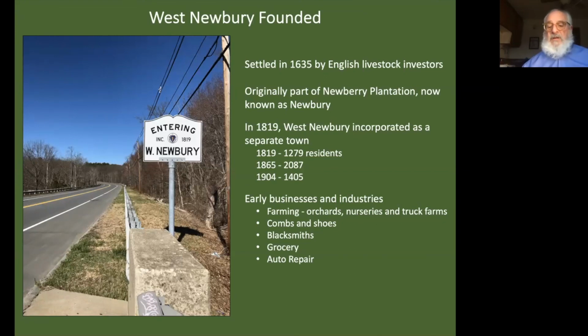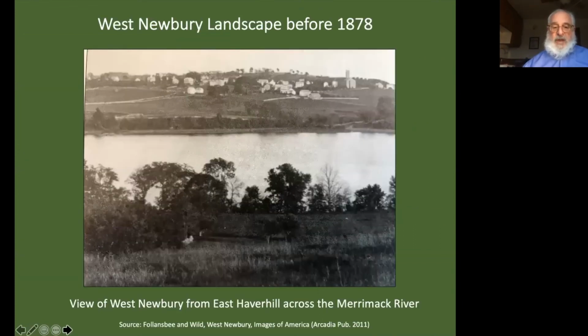And there are lots of interesting stories about the comb factories and the shoe factories and the blacksmith and so on. So we retained our farming base here perhaps longer than some of the surrounding towns. And it really lasted well into the 20th century and somewhat today.